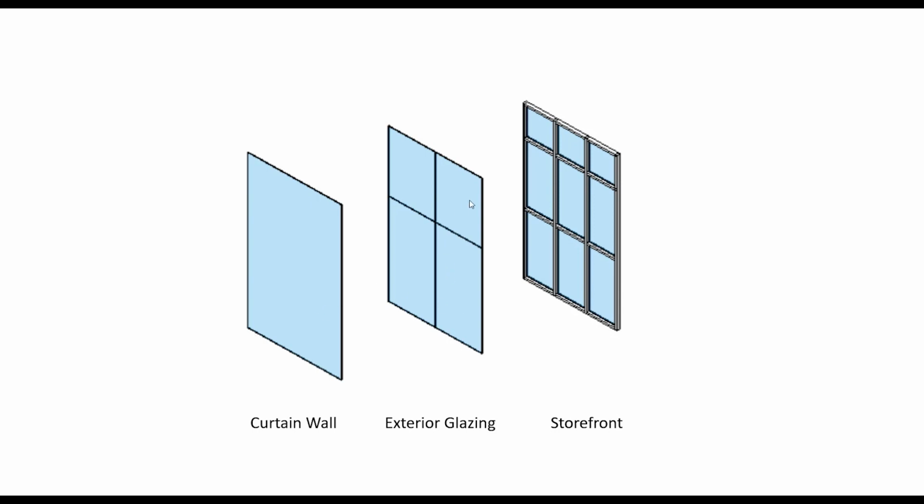The middle one is exterior glazing. It has preset grids, and if the grids are not suitable, you can change them. And the last one here is storefront. It has preset grids and mullions, and again, if the settings are not suitable, you can change the grids and mullions. Now let's move on to the next slide.